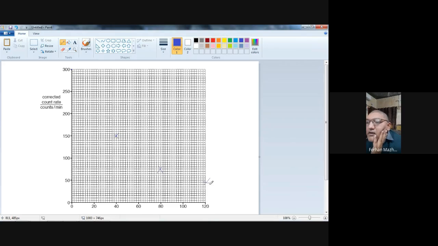Now I will join them freehand. I might not be able to draw very well because I'm working in Paint, but if you are working freehand, you have to draw them with a curve. The graph should not be like this, but I'm working with the mouse, that's why my hand is shaking. That's not a very smooth curve, but you draw with your pencil, so draw it very smoothly, okay? This is just to demonstrate how to do this.